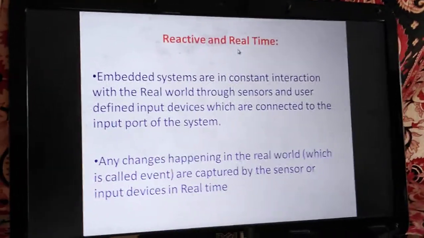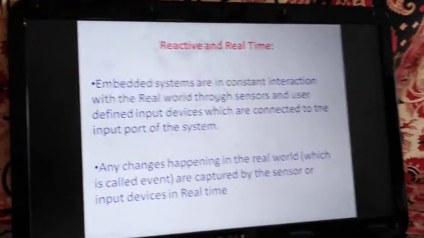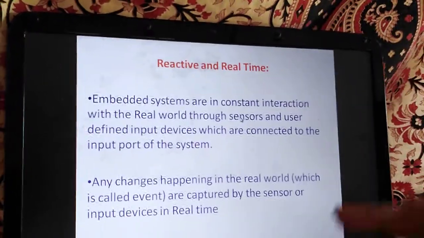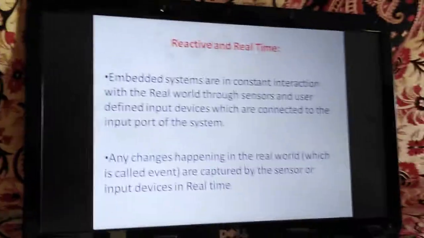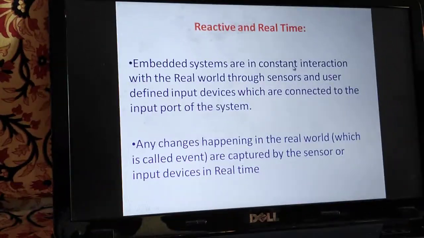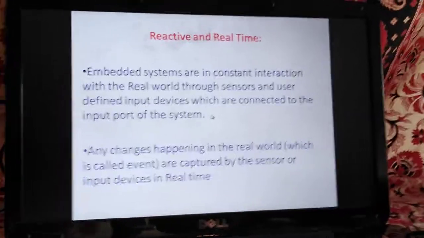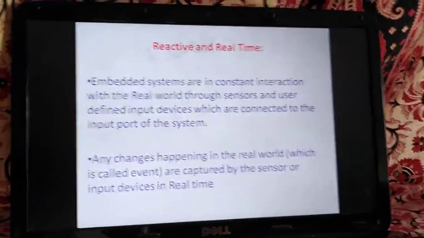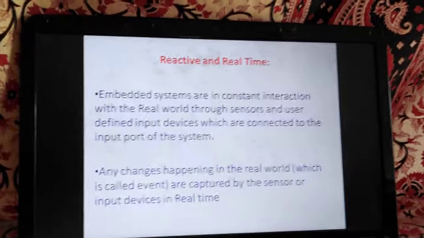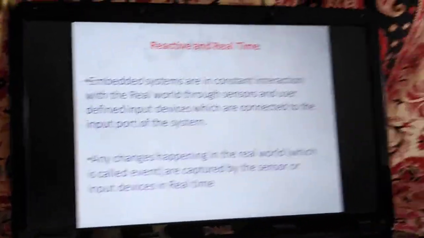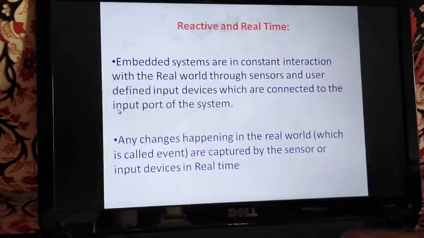This is very important: reactive and real time. Reactive in the sense that embedded systems are in constant interaction with the real world through sensors. Usually the sensors are connected to ports of a microprocessor or microcontroller, and user-defined input devices are connected to the input ports of the system. For example, in an ATM machine, as soon as you insert a card, it should read from the card. And as and when you give instructions, it should respond within a definite time interval. Otherwise, we feel some difficulties.